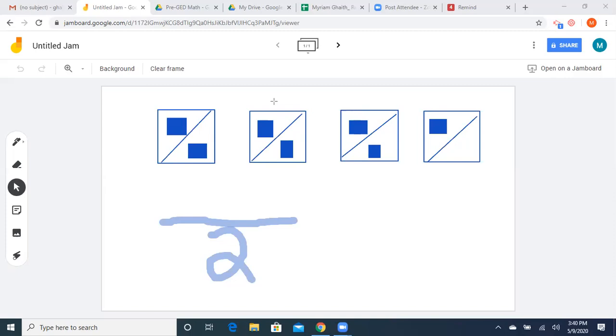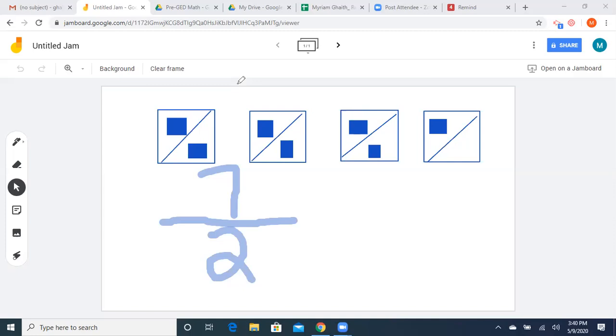The shaded part is going to be my numerator. So how many shaded parts do you see? 7. So that will become the numerator. Does that make sense now? Yeah. Okay. So this is what?